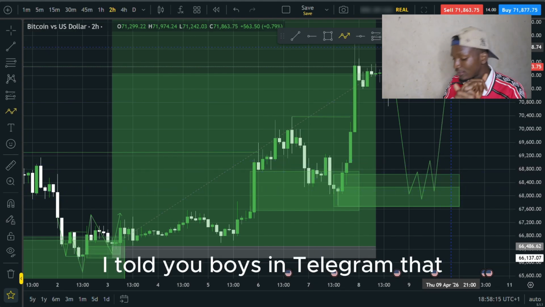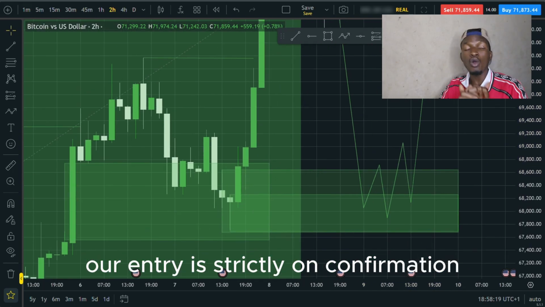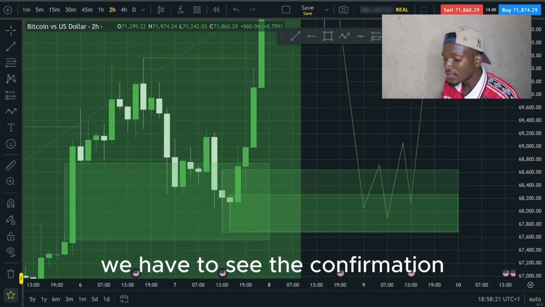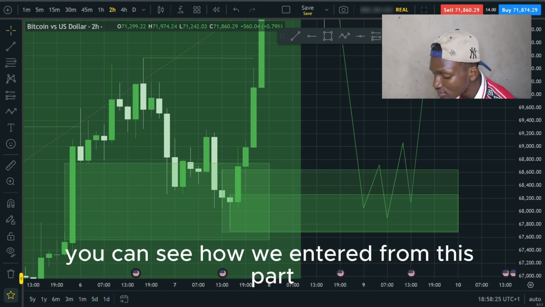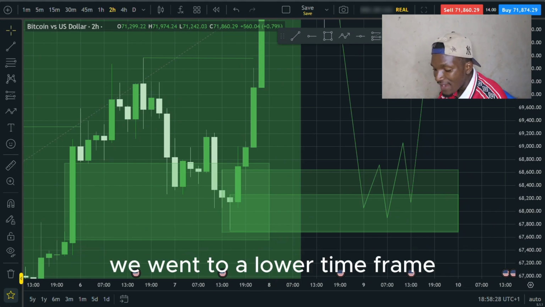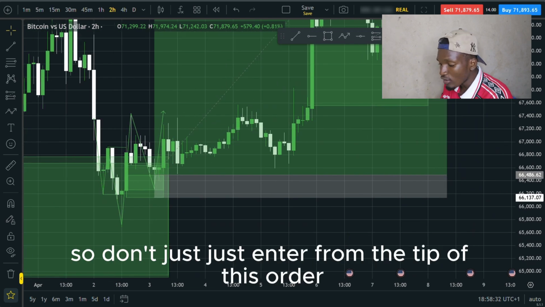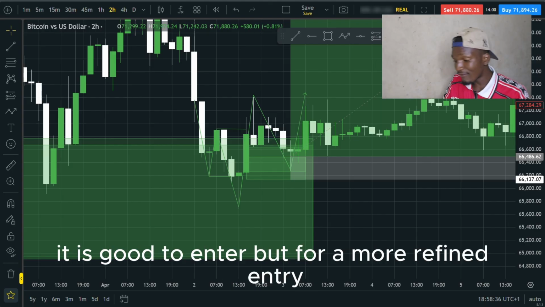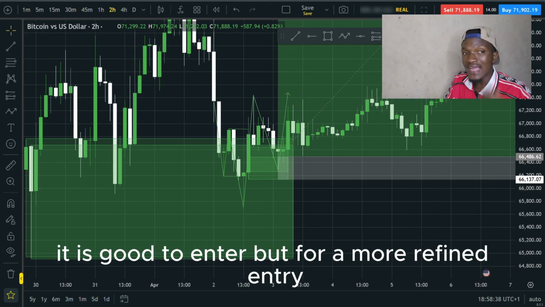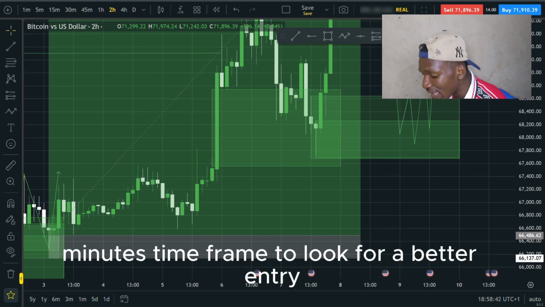So that is what I actually tell the boys in Telegram, that our entry is strictly on confirmation. We have to see the confirmation from a lower time frame. You can see how we entered from this part. We went to a lower time frame to see a more refined entry. So we don't just enter from the tip of this order block. It is good to enter, but for a more refined and simplified entry, we go to our 30 minutes time frame to look for a better entry.